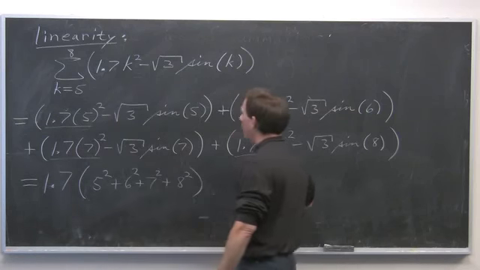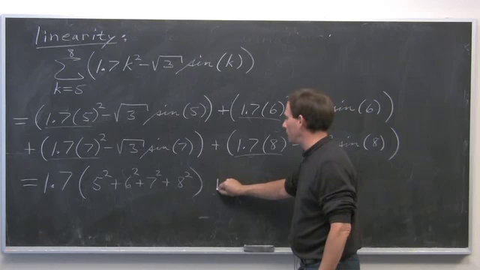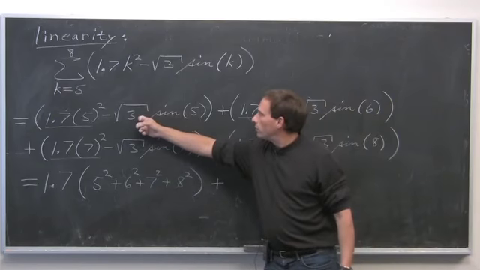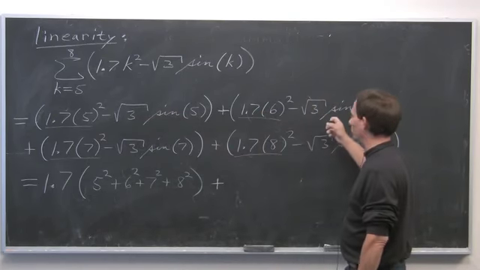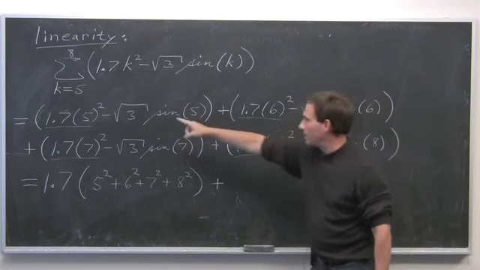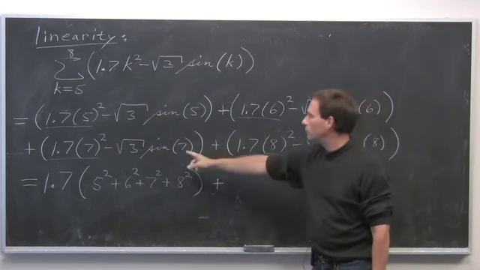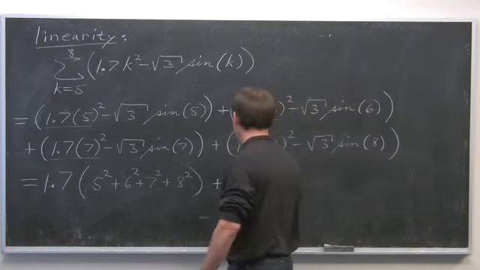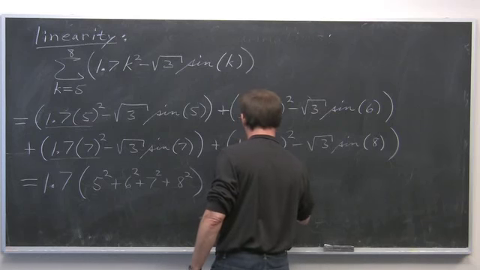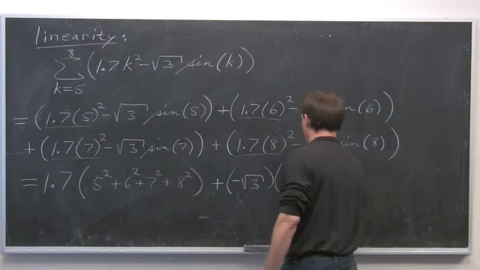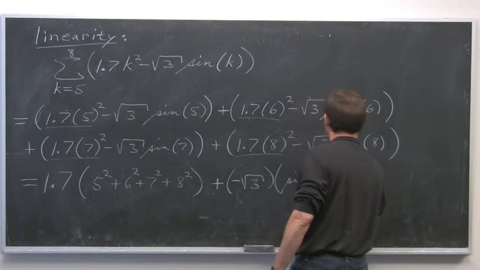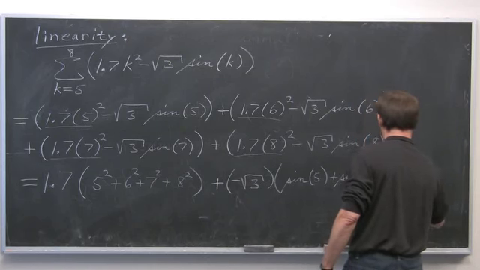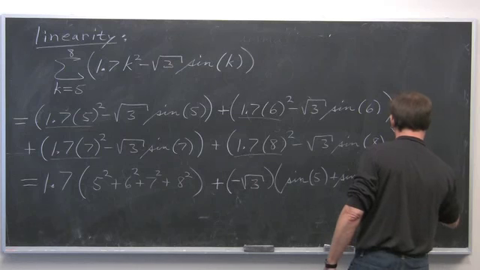Okay. And what about the other parts? Well, I'm going to write a plus, which might seem a little strange, and then there's all the negative square root of 3 sine of 5, negative square root of 3 sine of 6, negative square root of 3 sine of 7, and negative square root of 3 sine of 8. I'm going to factor out the negative square root of 3, but after that I get the sine of 5 plus the sine of 6 plus the sine of 7 plus the sine of 8.